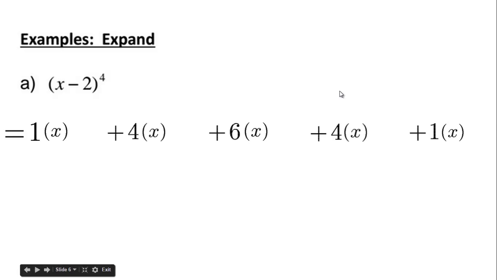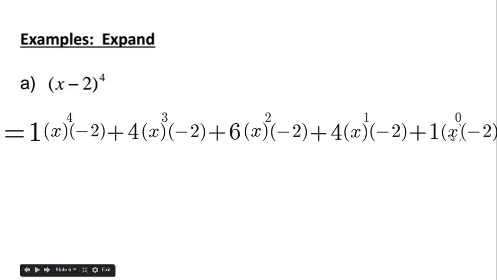So we saw an x in every term. We saw a negative 2 in every term. And we know that we start off with a 4 exponent, and it goes down each time in the x. And we go to 0, but this really doesn't show up, because anything to the 0 is 1. And then we start at 0 and go up each time on the negative 2. Negative 2 to the 0 is 1, and x to the 0 is 1, so really what you just get is 1. And so what we're really doing is multiplying all this together.